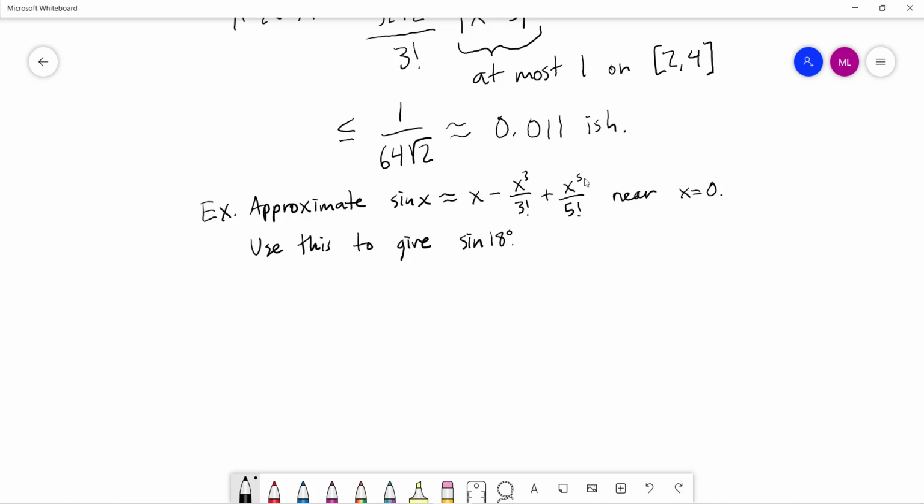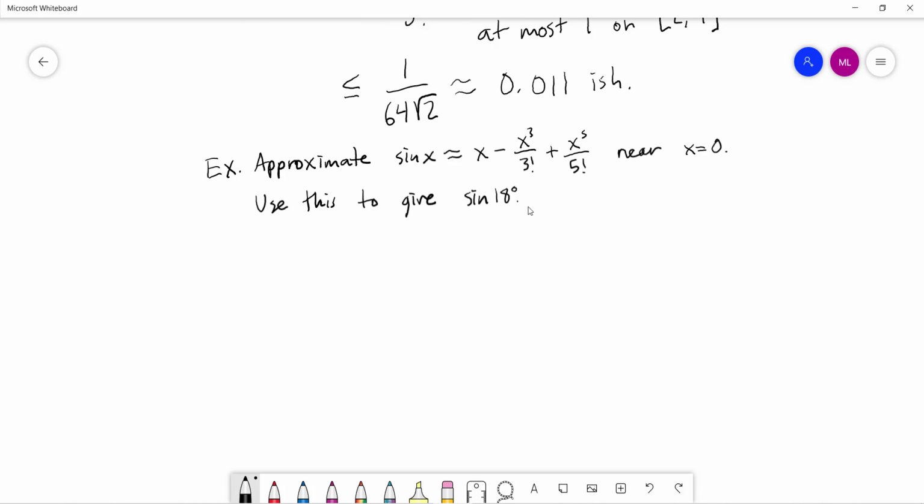So basically, we can plug in our 18 degrees into this and try to figure out what that's going to look like. But really, the sine of x is typically done with regards to radians. So we probably should convert this to radians before we plug everything in. So what is 18 degrees in terms of radians? Hopefully you remember the conversion. If not, we can do that real quickly.